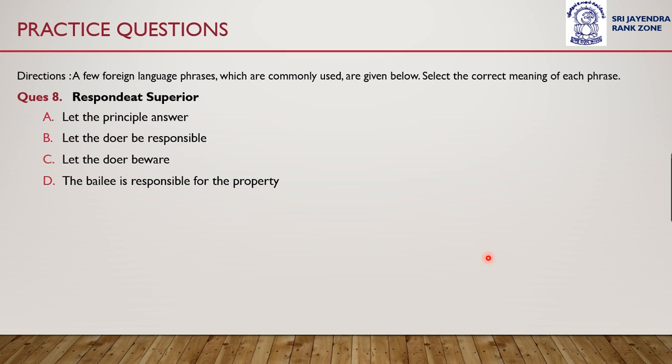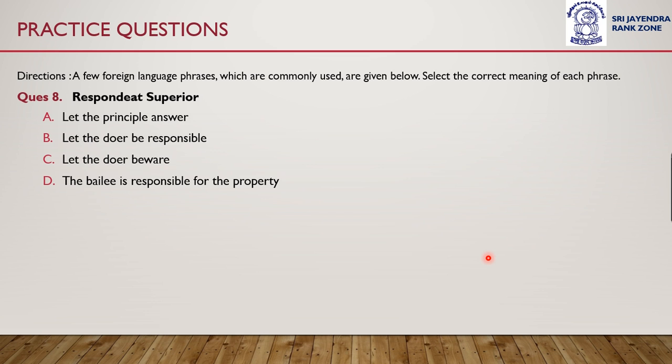Question number 8. Respondeat superior. Option A, let the principal answer. Option B, let the doer be responsible. Option C, let the doer beware. Or option D, the bailee is responsible for the property. Respondeat superior means, please mark your answers.